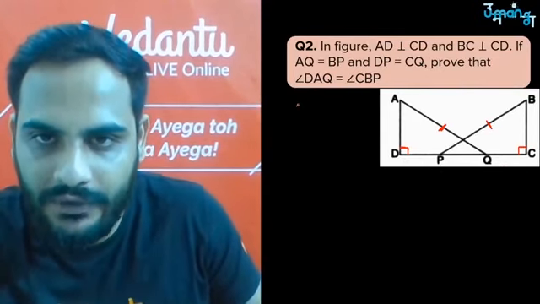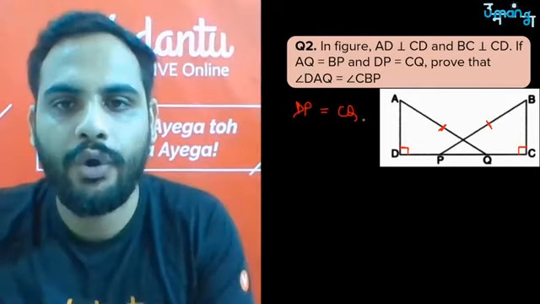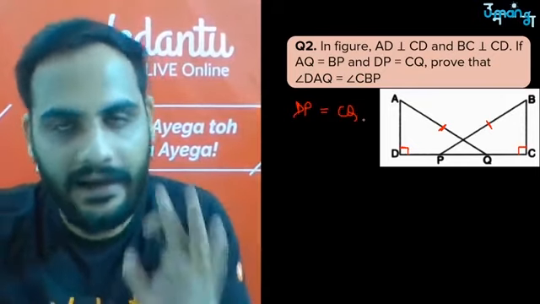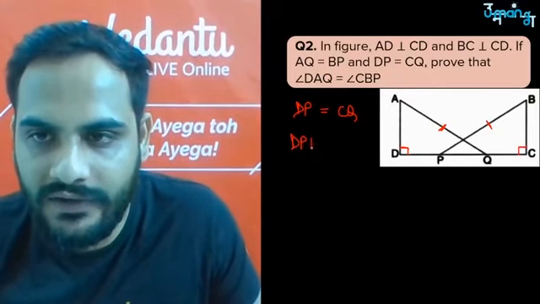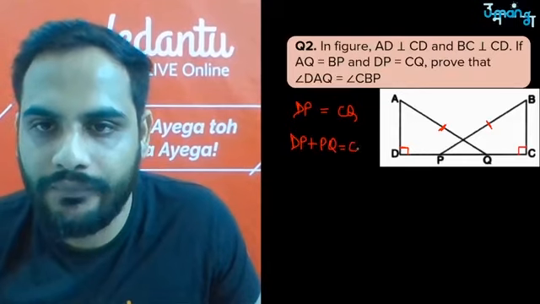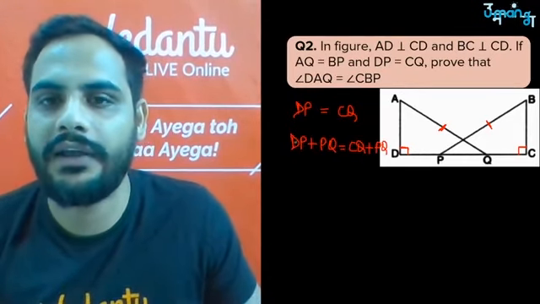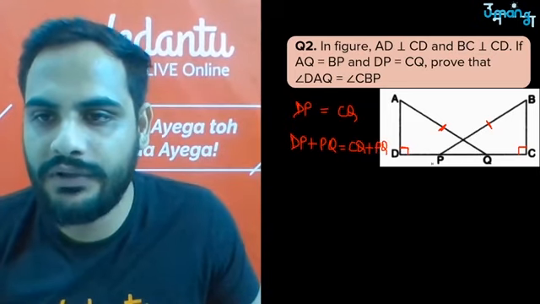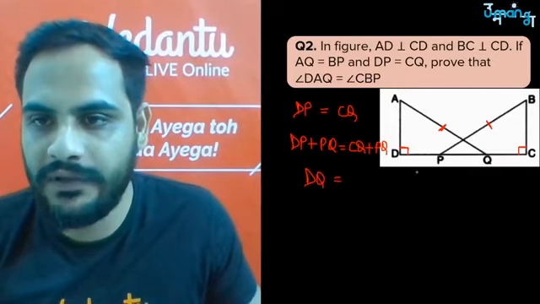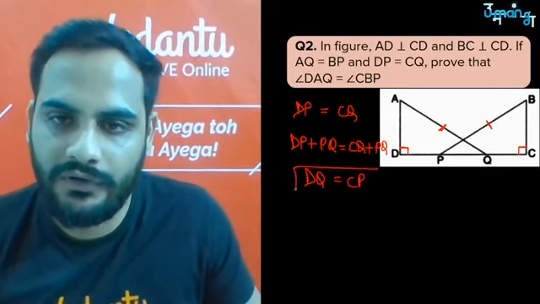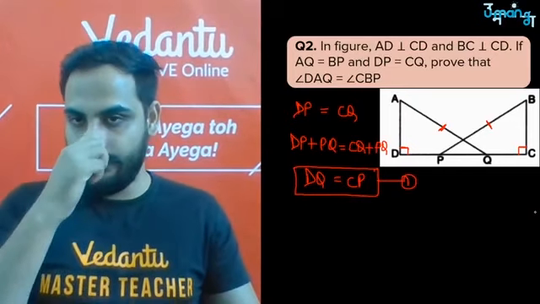Now tell me one thing, if DP is equal to CQ, it is an equation. On both the sides of an equation, I can add anything, the equation will remain balanced. So on both the sides, I am adding PQ. Okay, so DP plus PQ will be equal to DQ and CQ plus PQ will be equal to CP. So this is also one more result I have got. DQ is equal to CP.